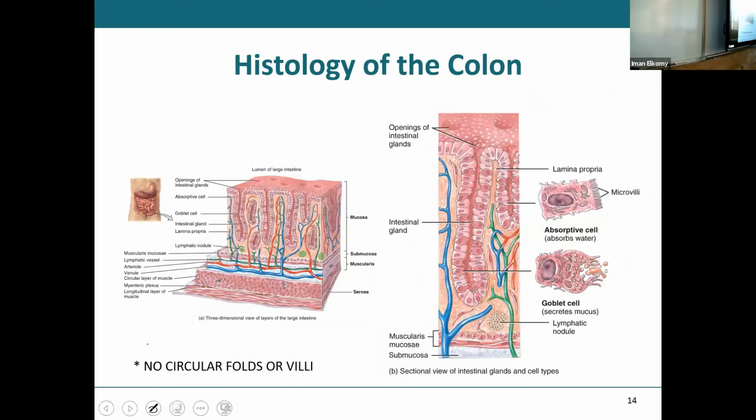Okay, so microscopically, histologically, in the colon, there's not a lot going on. You have absorptive cells that will absorb some of that water, and you have goblet cells that are going to secrete mucus. No big deal, right? Because we're just focusing on getting what remaining water we need, and then letting the bacteria do its job by fermenting whatever's left to create some vitamins for us. And just a little reminder here, there are no circular folds or villi in the colon. There's not much absorption happening in the large intestine.